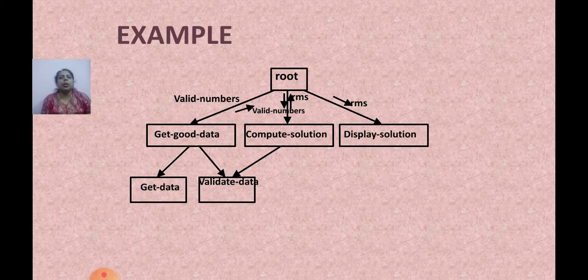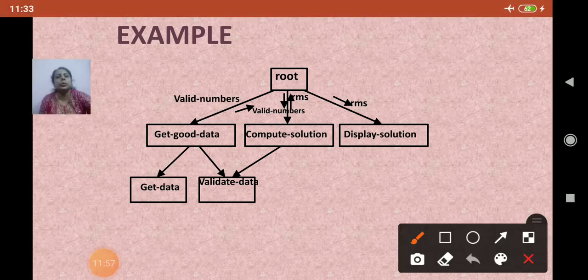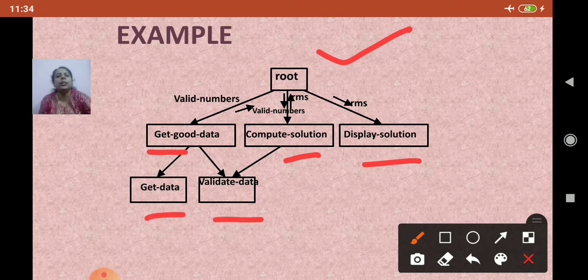This is an example of a structure chart of root mean square software. I have discussed the DFD of root mean square software in the previous session. This is the structure chart of root mean square software. Root is the first level module, and get good data, compute solution and display solution are the three sub modules. Good data has two sub modules, get data and validate data.